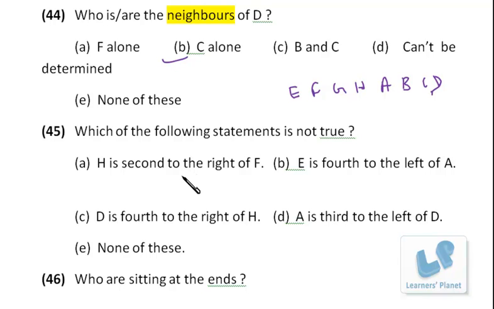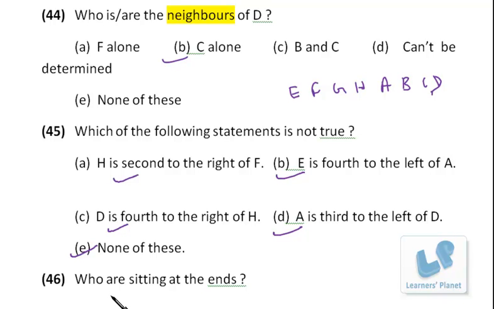Now, which of the following statements is not true? H is second to the right of F. That is true. E is fourth to the left of A. A and left is 1, 2, 3, 4. So this is also correct. D is fourth to the right of H. D is 1, 2, 3, 4 to the right of H. That is also correct. A is third to the left of D. So D left is 1, 2, 3. So that is also correct. So not true, none of these. Every statement is true.